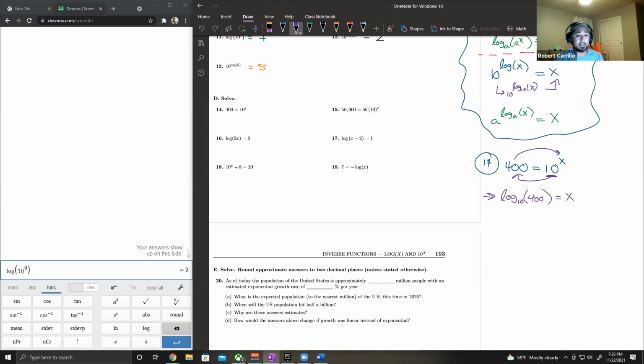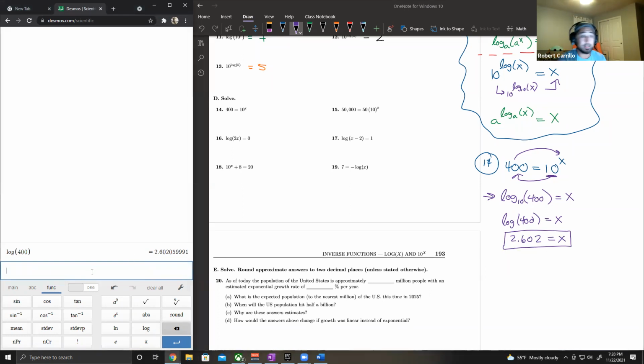Now remember that this is log base 10, so this is the common log, and we can rewrite it as just the log of 400. And now we use our calculator and we just figure out what the log of 400 is. And for these, let's do 3 decimal places on everything. So log of 400 is 2.602 equal to x. So what this answer is telling us is that if you raise 10 to the 2.602, you're going to get a number that is close to 400.